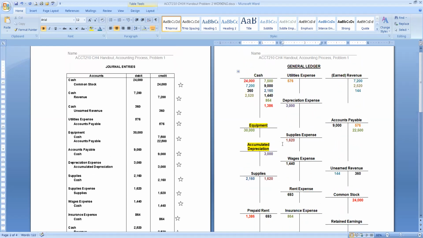Okay, so here's how this works. What we're going to do is, for each of these accounts that we need to do this for, we're going to add up the debits and the credits, and then we're going to compare them, and whichever side is biggest is going to win. So I'm going to go ahead and add up the debit side here and the credit side, and we'll see where we're at.